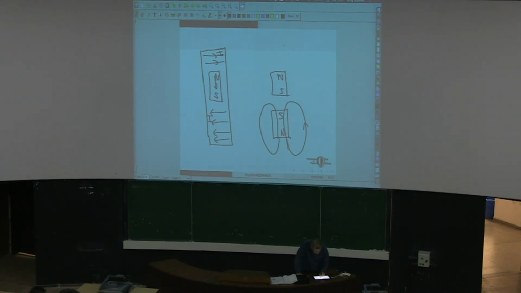Now, if you look at the top part, the current is running in this sense, like this. What is the North Pole? North Pole is upward, the South Pole is downward.